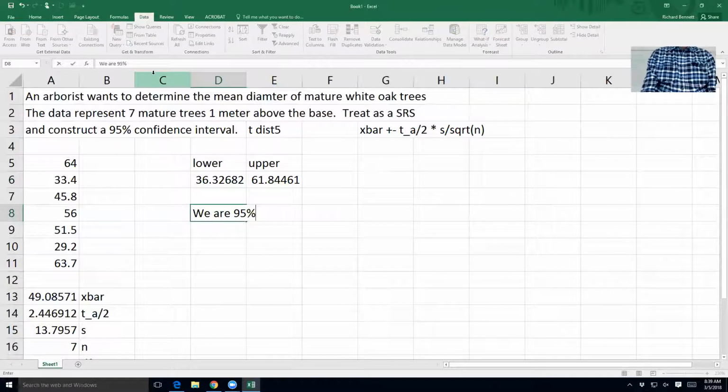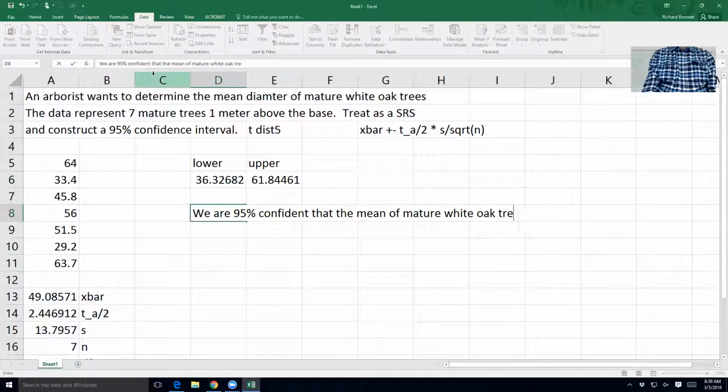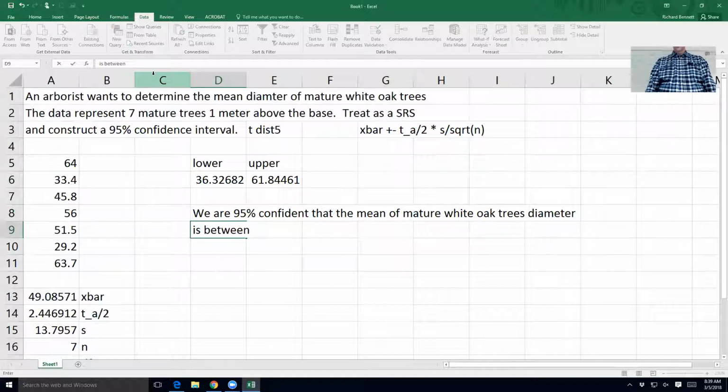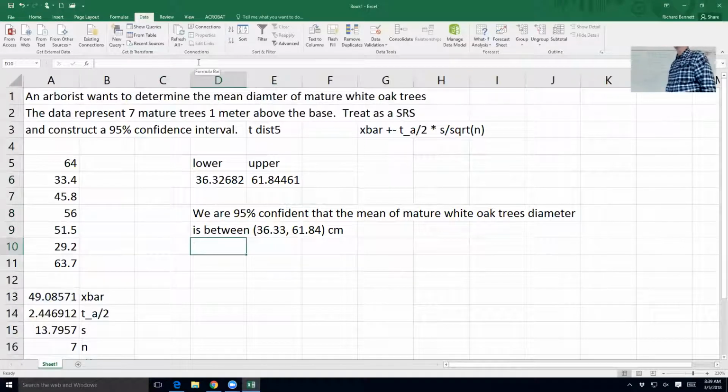We are 95% confident that the mean of mature white oak trees diameter is between 36.33 and 60.84 centimeters. Okay. Study with Ashley. She knows what she's doing. Does this mean that 95% of oak trees are between 36 and 61? No. Just the mean is between there.